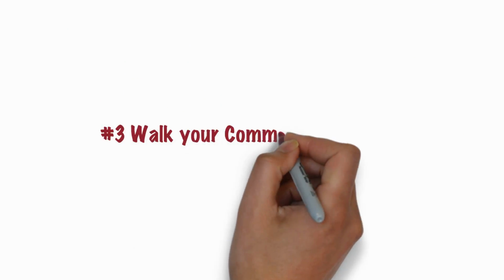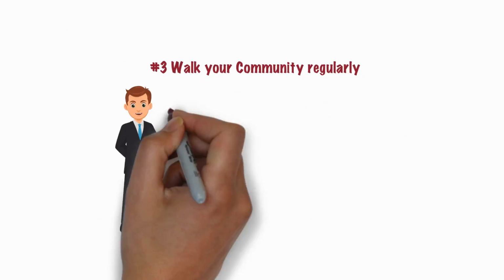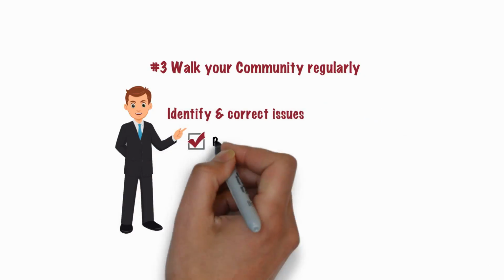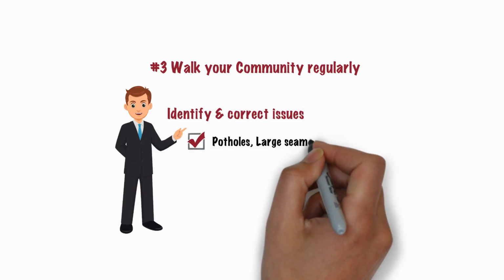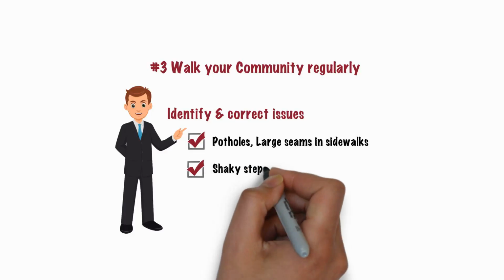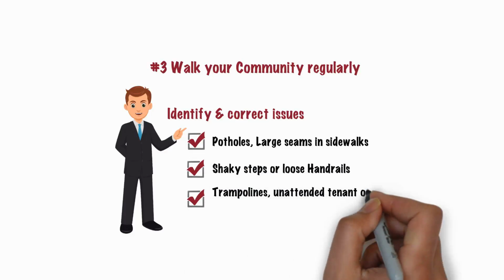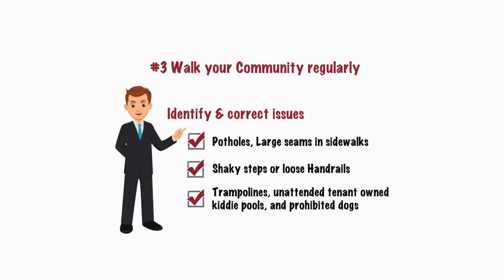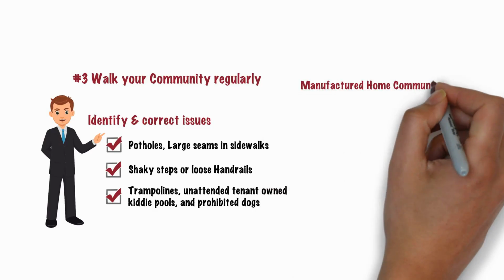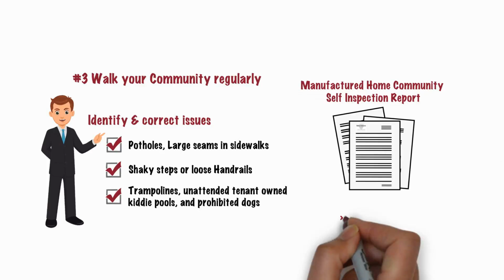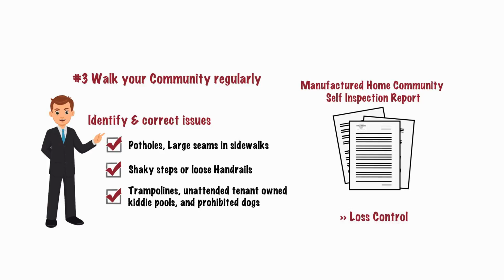3. Walk your community regularly. Identify and correct issues such as potholes, large seams in sidewalks, shaky steps or loose handrails, trampolines, unattended tenant-owned kiddie pools, or prohibited dogs. The Manufactured Home Community Self-Inspection Report, located under the Loss Control tab of mobileagency.com, is a great tool to carry along the way as you make your rounds.